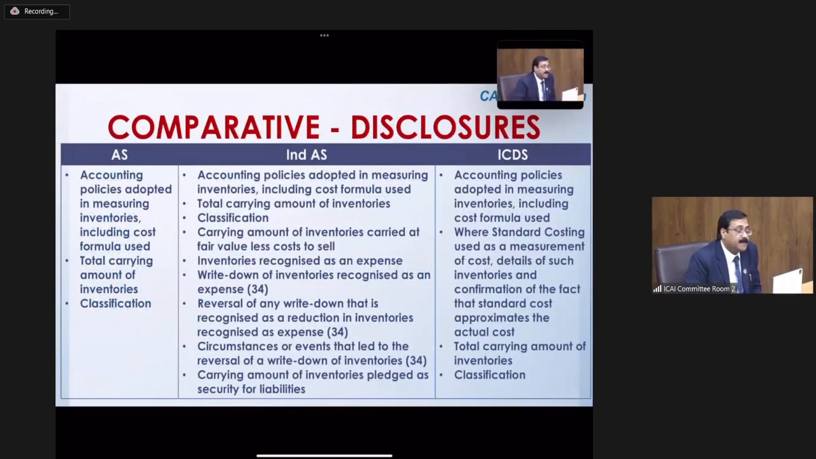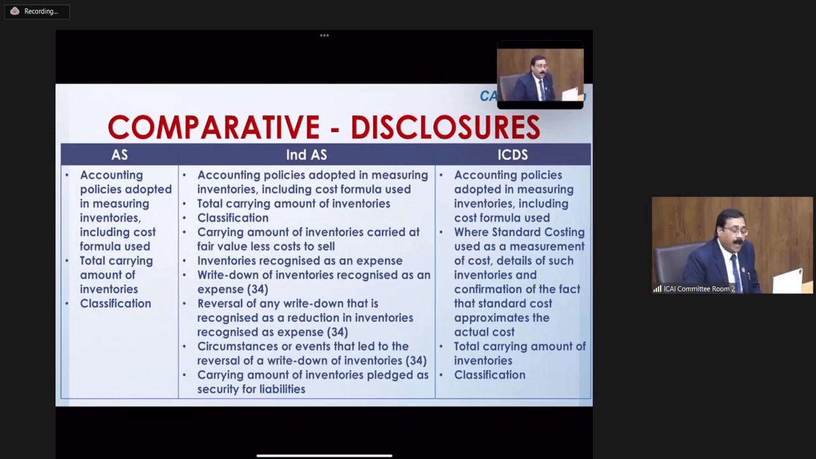Disclosure requirements, if I say AS, Ind AS and ICDS. AS and ICDS, they are virtually the same. The accounting policy adopted for measuring inventories, including the cost formula, then the total carrying amount of inventories and the classification. ICDS also says the same, but it adds another requirement: in case a standard costing is used as a measurement of cost, then you have to give a confirmation of the fact that the standard cost approximates the actual cost if you're using the standard cost. So that is in the ICDS.